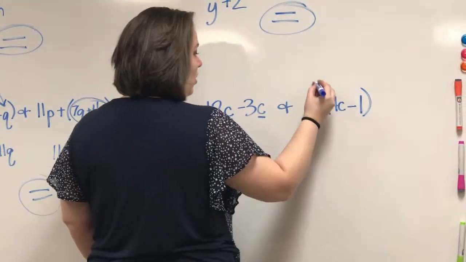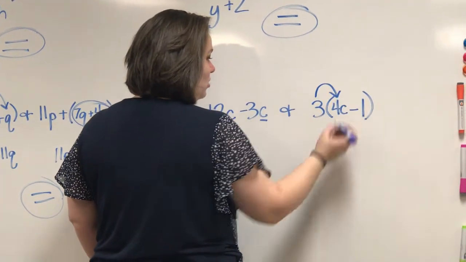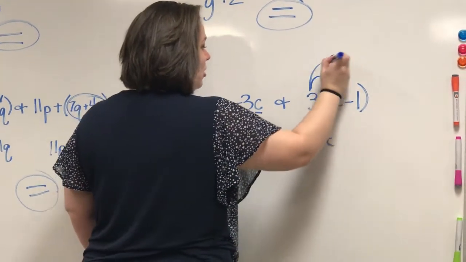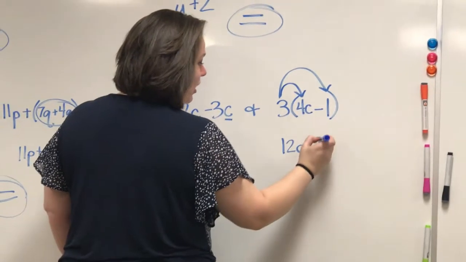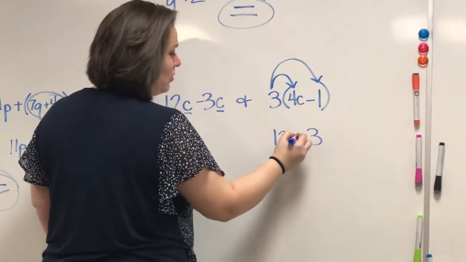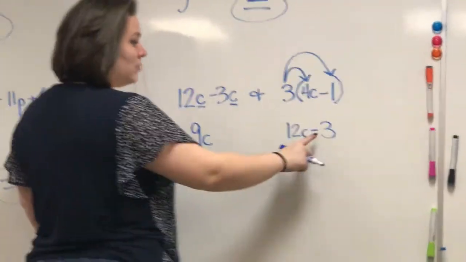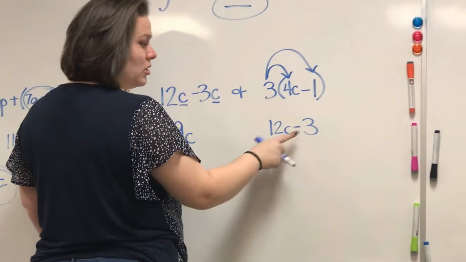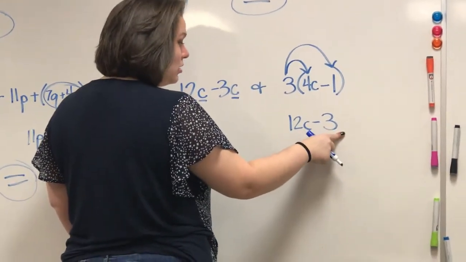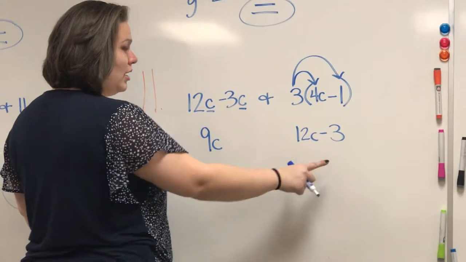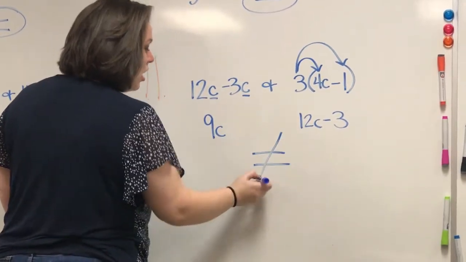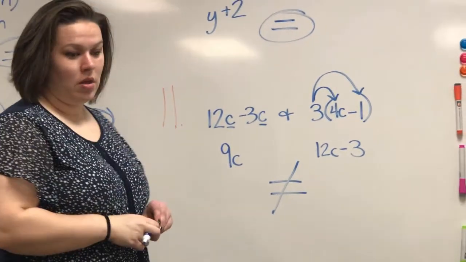Let's find out. If I jump here, I get 12c. If I jump here, I get 3, and I have to keep my symbol in the middle. When I am subtracting, I have to have like terms. These are not like terms. This one has a letter, this one does not. So, are they equal? Are they not equal? I would say they are not equivalent. Okay?